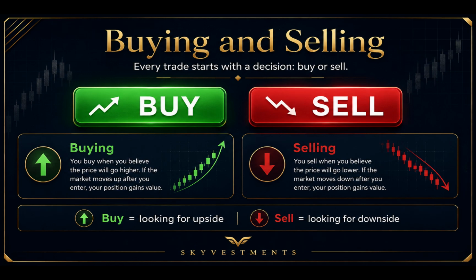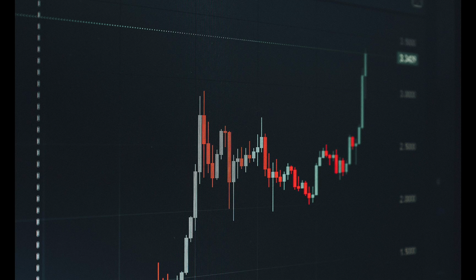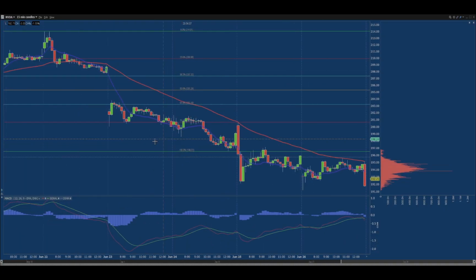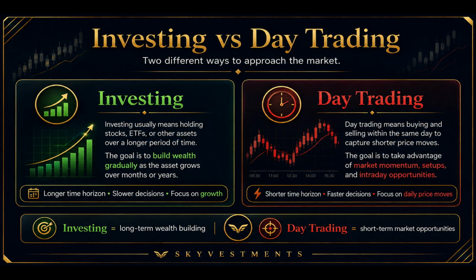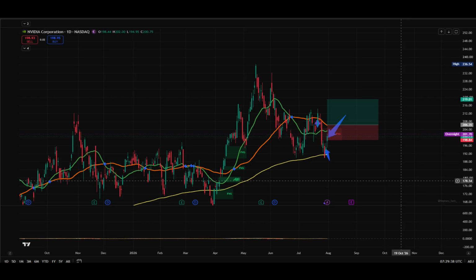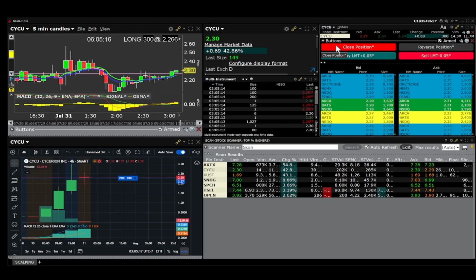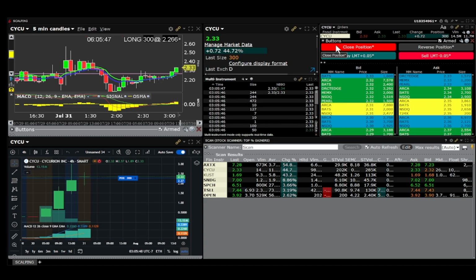Now let's talk about buying and selling. Buying means you are entering a trade because you believe the price may go higher. Selling means you are either closing that trade or, in some markets, entering a trade because you believe the price may go lower. Now, what is the difference between investing and day trading? Investing usually means buying something with the plan to hold it for months or even years. Day trading means entering or closing trades within the same trading day, sometimes within minutes or hours. Day trading moves much faster and it requires focus, discipline, practice, and risk management.